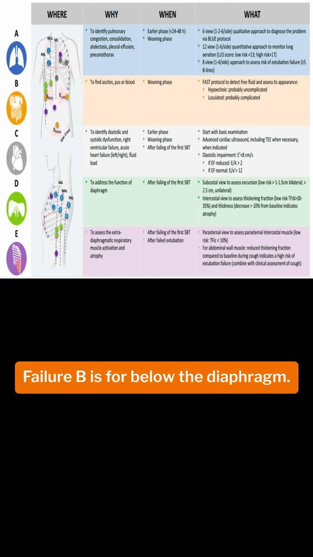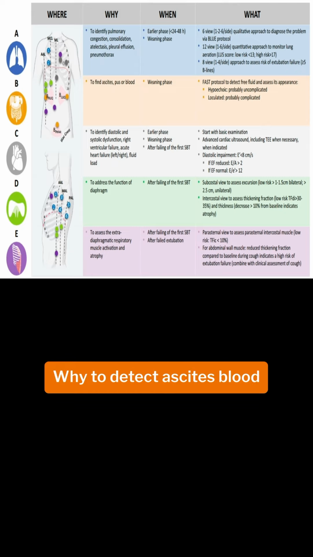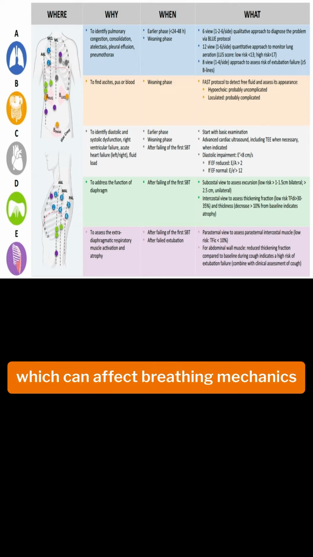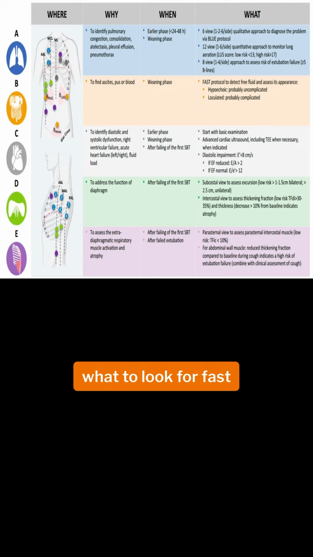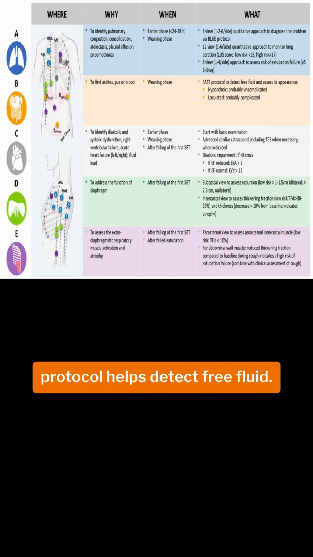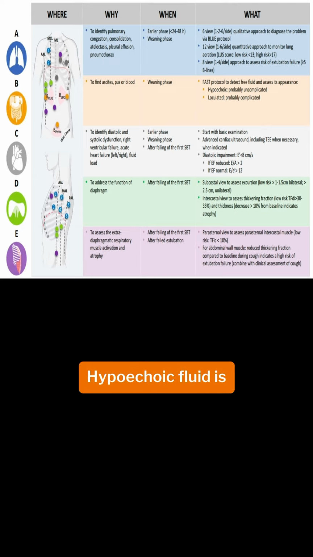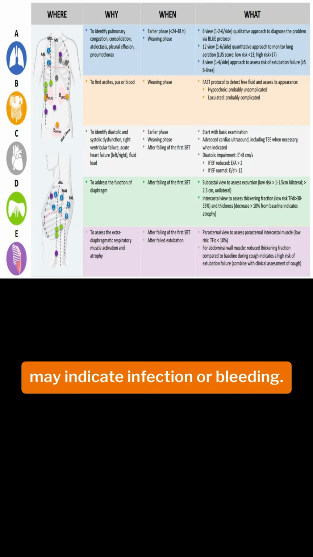B is for below the diaphragm. Why? To detect ascites, blood, or pus in the abdomen, which can affect breathing mechanics. When? During the weaning phase. What to look for? FAST protocol helps detect free fluid. Hypoechoic fluid is likely uncomplicated. Loculated or complex fluid may indicate infection or bleeding.